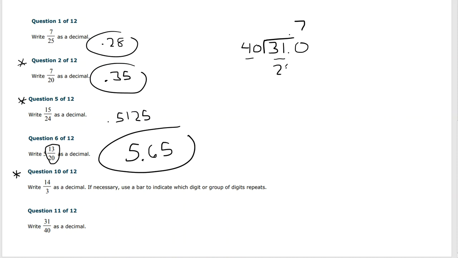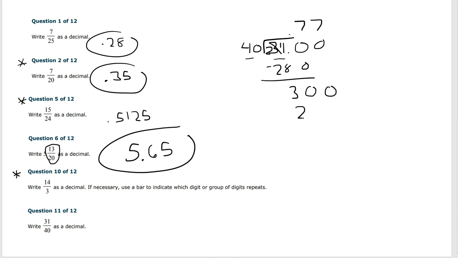7 times 40 is 280. Okay, and now 310 minus 280, I can't actually take 8 from 1. So I'm going to borrow from the 3, make it a 2, make the 1 an 11, and then 11 minus 8 is 3. 310 minus 280 would be 30. And now we add a 0, bring our 0 down, and then again we have to figure out how many times is 40 going to go into 300. So let's pretend like the zeros aren't there, and 40 fits into 30 7 times.